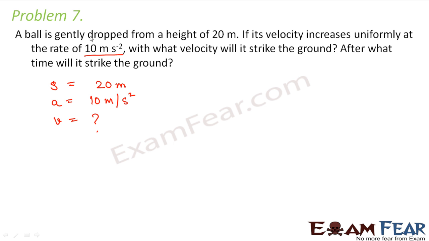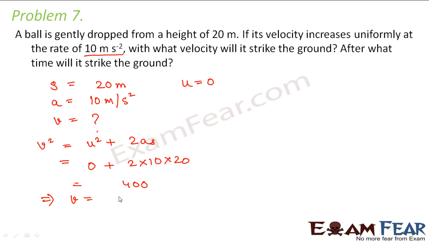V has to be found out, and the stone is dropped from a height. So that means when it was dropped initially, initial velocity was 0. Right? So let's make use of the third equation, which is v square is equal to u square plus 2as. So from this we can say 0 plus 2 into a into s. So that is equal to 400. So from this we see v is equal to 20 meters per second.